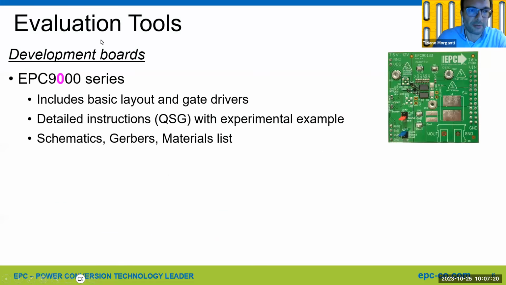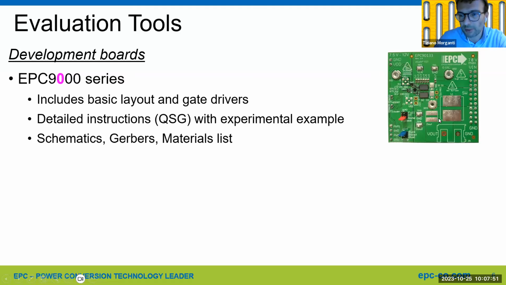In terms of evaluation tools, we have basically two series of development boards. One is the 9000 series. Those are basically half bridges that can be used to show an example of layout for all of our devices. And they can also be used as a building block to evaluate the performance of our devices.